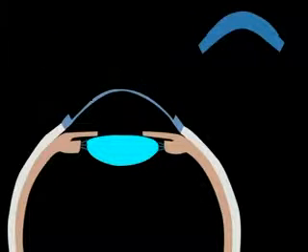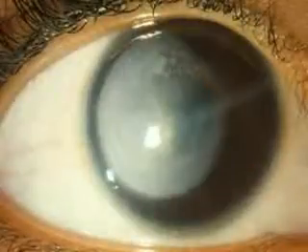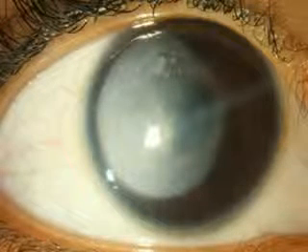Anterior lamellar keratoplasty involves the selective replacement of diseased corneal stroma to achieve a clear visual axis. In pediatric patients, it is standard practice to perform penetrating keratoplasty for partial thickness corneal opacities resulting from infectious keratitis or trauma.